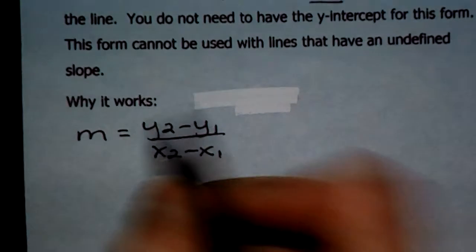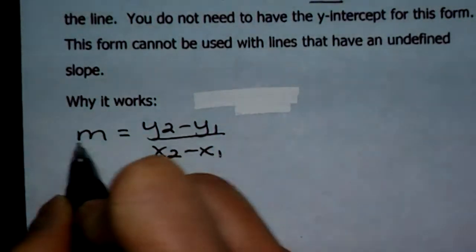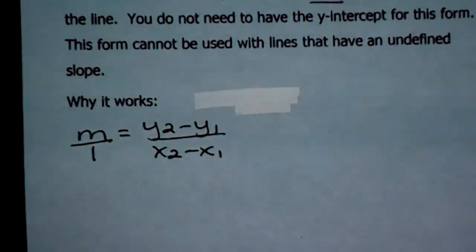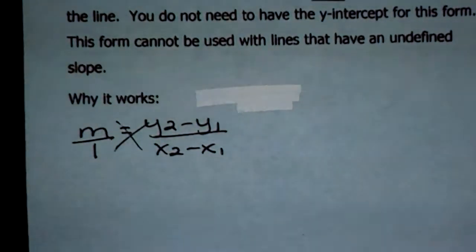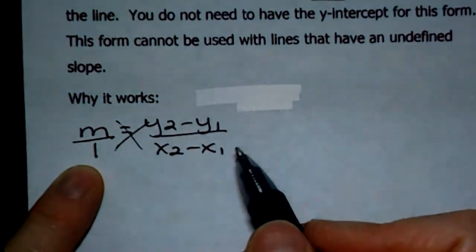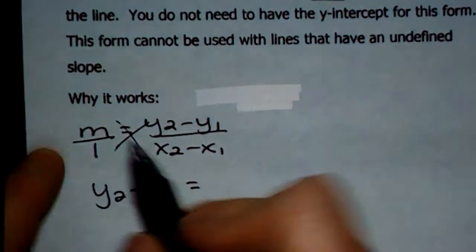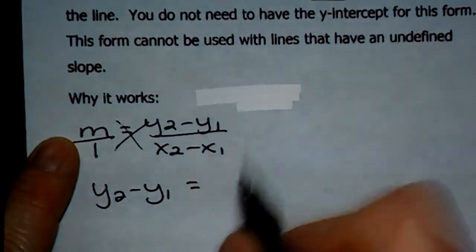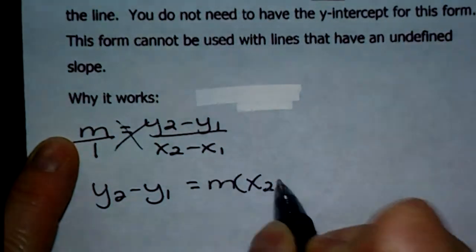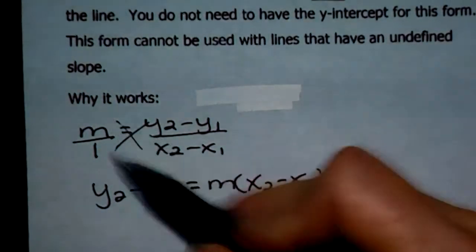So you've solved proportions before, right? If I'm saying m equals this, then I could say m over 1 equals that. And you've learned that when you're solving proportions, you cross multiply. Here's what's so exciting. If you take 1 and multiply it by that, we get that same amount. So y2 minus y1 equals m times that entire amount, so m times x2 minus x1. That's crisscross applesauce. That's how you would solve the proportion.